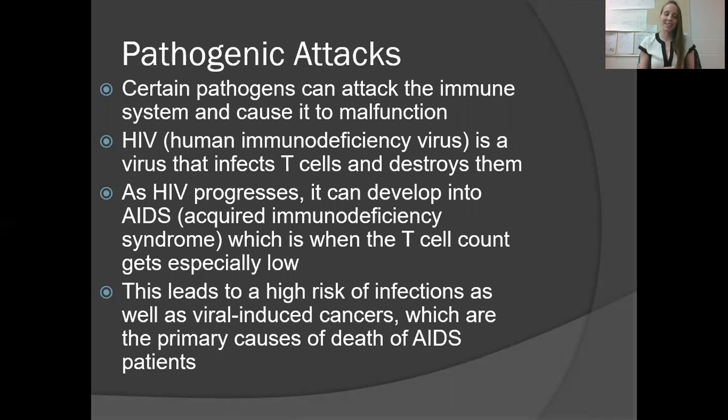Or you can have pathogenic attacks, where certain pathogens attack the immune system, and that's what causes it not to function properly. A big example of this is HIV, human immunodeficiency virus, which is a virus that actually infects T cells and kills them. And as HIV progresses, it can develop into AIDS, which is acquired immunodeficiency syndrome, where the T cell count is so low that it really isn't able to do anything to protect that person from incoming pathogens. This leads to a really high risk of infection as well as viral induced cancers, which are the primary causes of death in AIDS patients.